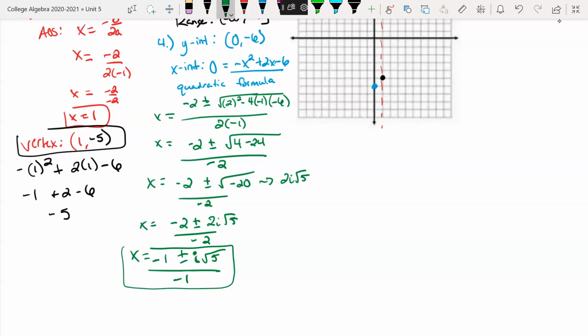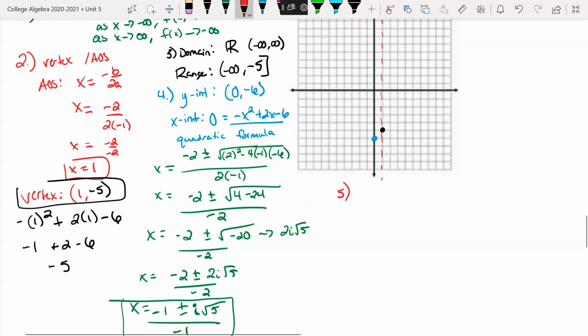This right here is your x-intercepts. Now notice if the parabola is going to go down, it's never going to actually cross the x-axis. So that's why it's an imaginary x-intercept. So yeah, this one's kind of tough. I know it's not easy, but just keep in mind if your parabola never crosses the x-axis, you're going to have an i in your x-intercepts.